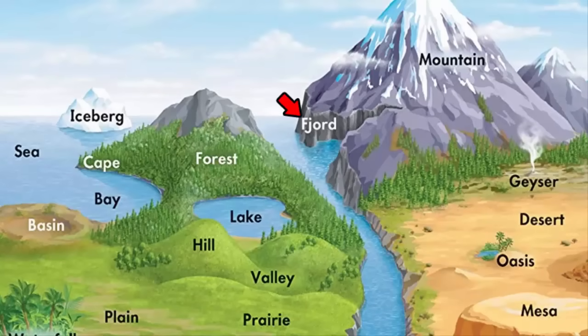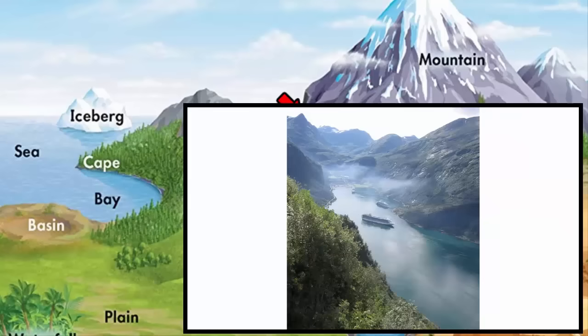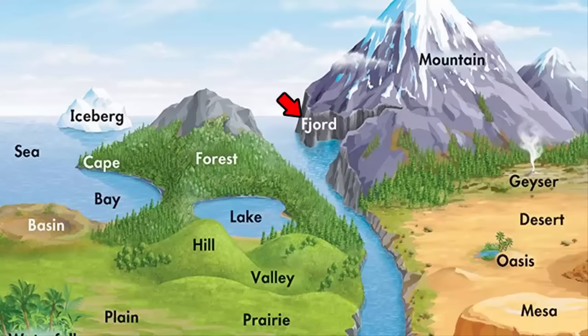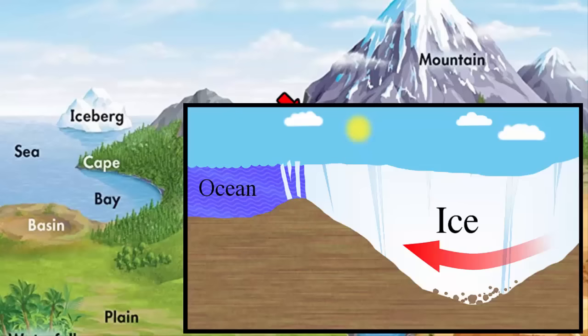The next one is Fjord. The F word is silent when you pronounce it. These are a long, narrow, deep inlet of the sea between high cliffs. How are they formed? They are created by glaciers. I just told you how glaciers are formed, right?